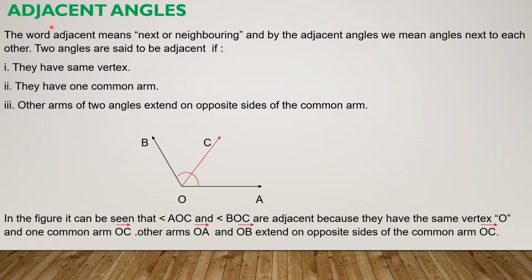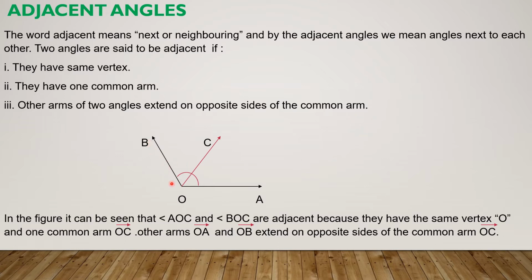Adjacent angles. The word adjacent means next or neighboring. And by the adjacent angle, we mean angles next to each other. Two angles are said to be adjacent if they have the same vertex, they have one common arm, and the other arms of the two angles extend on opposite sides of the common arm.